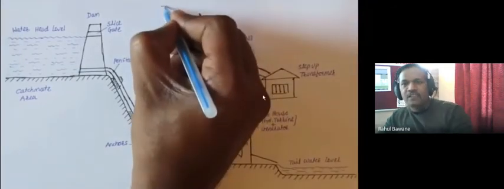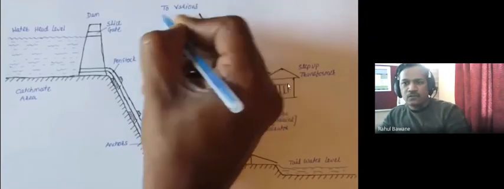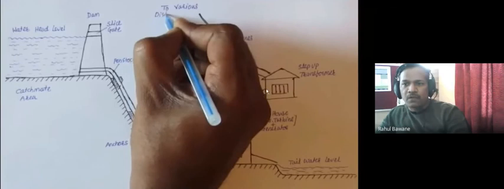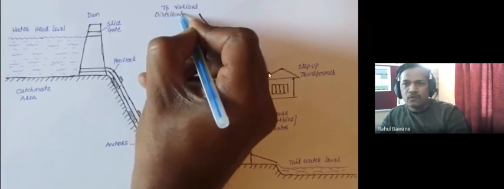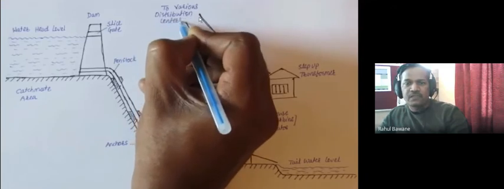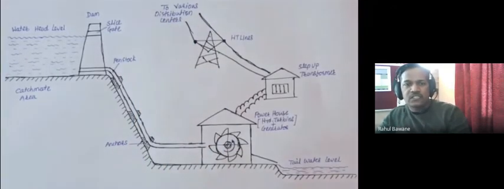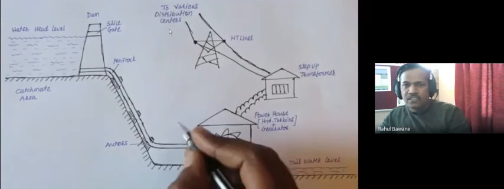So we use high tension transmission lines to transmit power generated at the power plant to the population. With the help of the transmission line, we provide power to various distribution centers. That means it is not necessary that I am providing only to one city. It may be a number of cities. Okay.